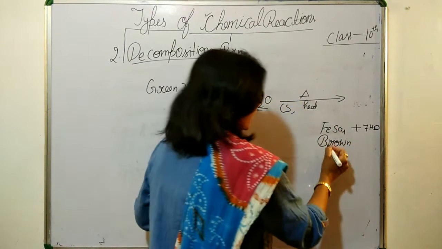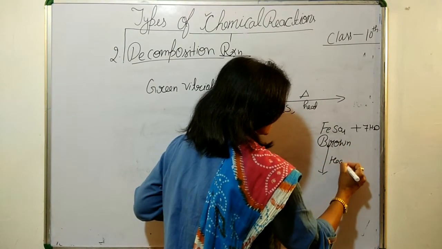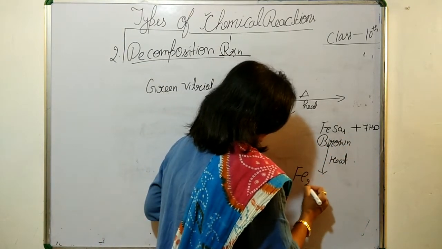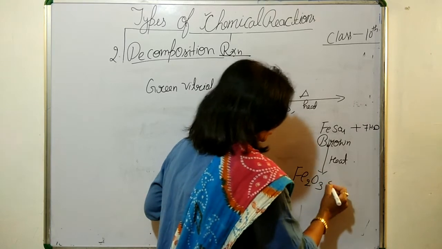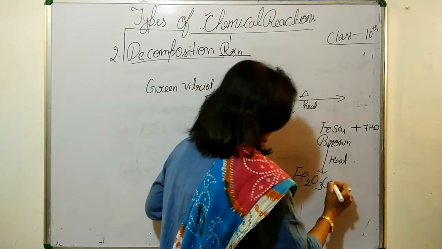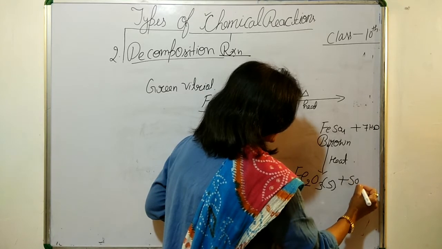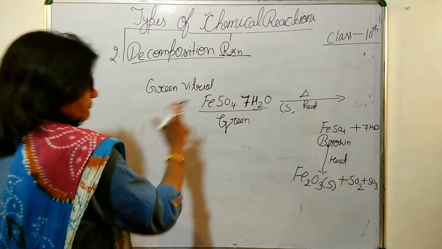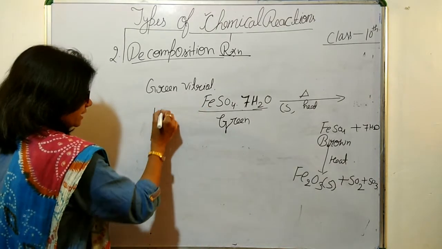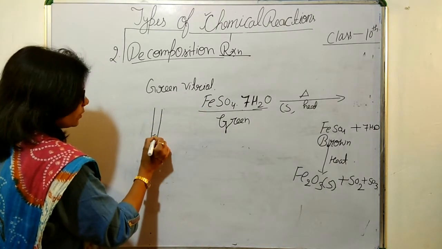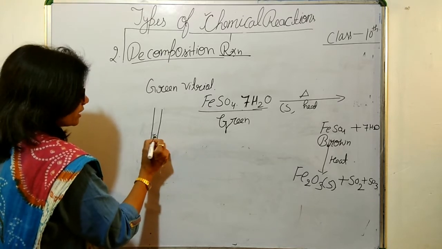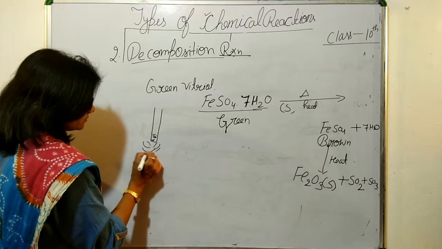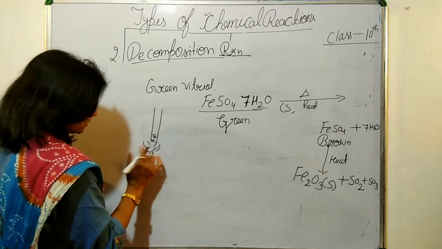Okay. And again, when we heat it, what will happen? It forms Fe2O3, which is solid. Then two gases, SO2 and SO3, will be removed. If we do this experiment, we keep FeSO4, or green vitriol, in a test tube and heat it under our spirit lamp.